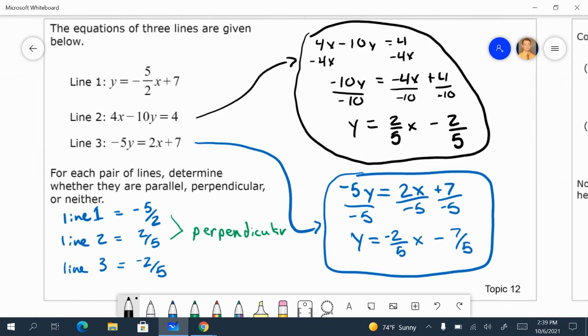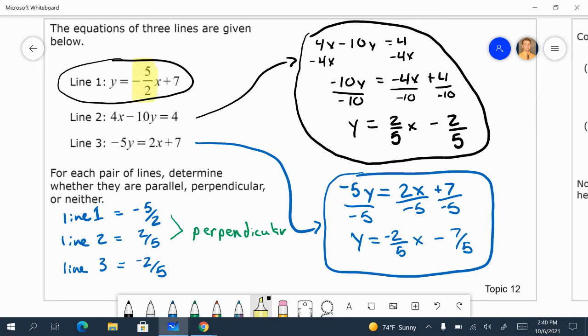Topic number 12. The equations of 3 lines are given below. Here are my 3 equations. It says for each pair of lines, determine whether they are parallel, perpendicular, or neither. Now I took those equations. Let me show you what I did here. I looked at them, and line 1 was already in slope-intercept form. I like slope-intercept form for these because it shows me the most important thing that I need here, which is my slope, negative 5 over 2.